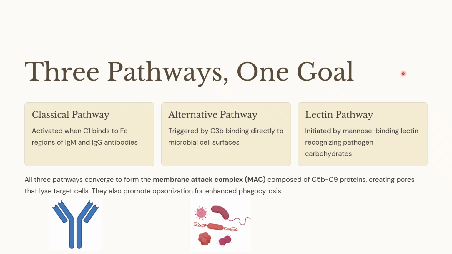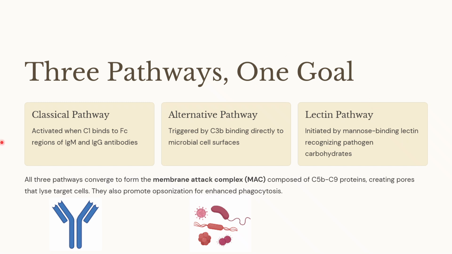So how does it do it? What are the pathways through which it can do it? The complement proteins are acute phase proteins that are produced by the liver. It can trigger the classical pathway or the alternate pathway or the lectin pathway.